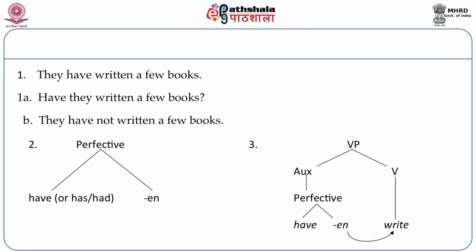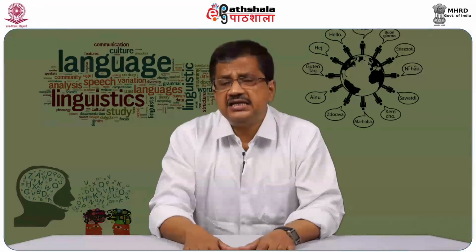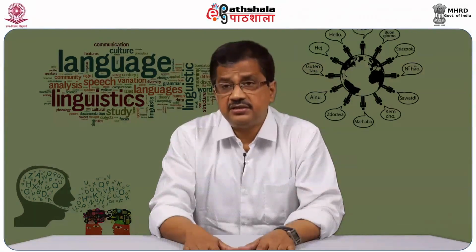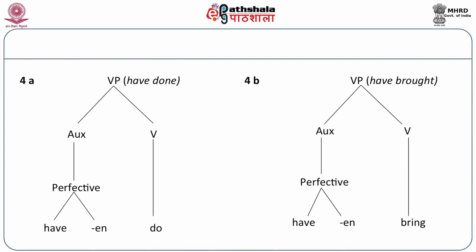and therefore we say that the perfective actually consists of two things. One is have plus a suffix like en, which is attached to the main verb or to the verb that occurs. So in 3 you see that en gets attached to write, and that is how we get have written. Similarly, we see that in have done we have perfective is have plus en plus do, and in have brought have then en then bring.